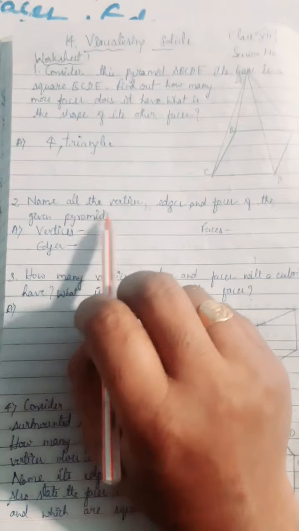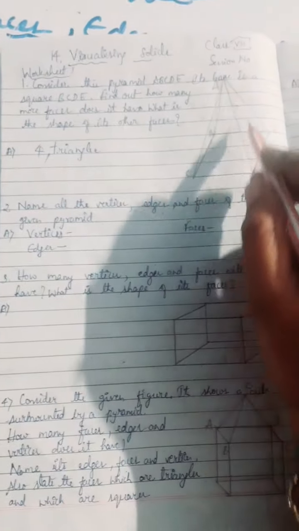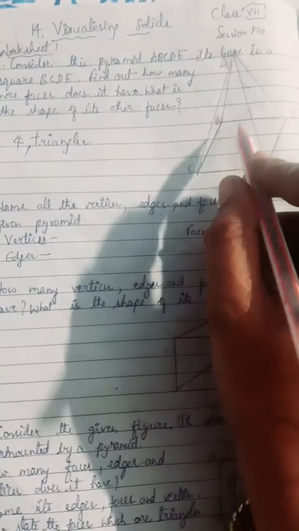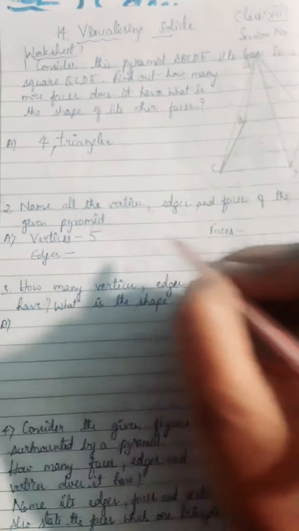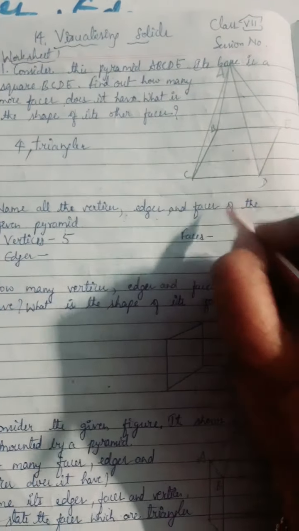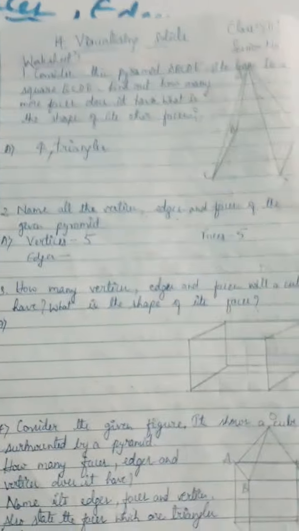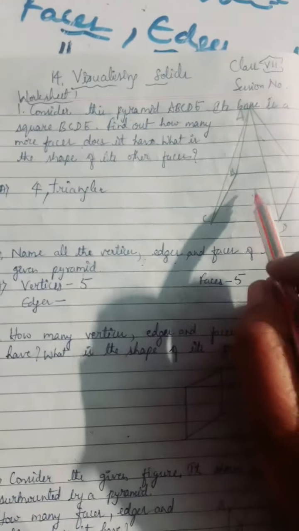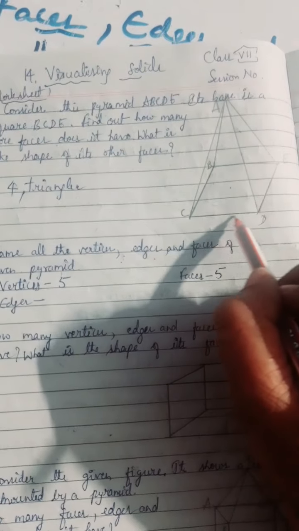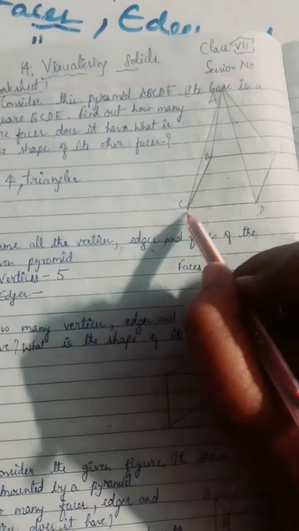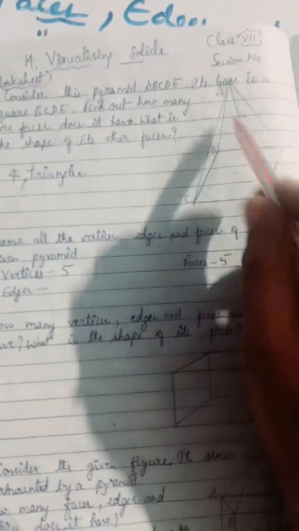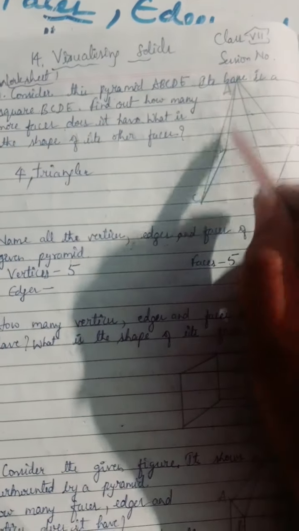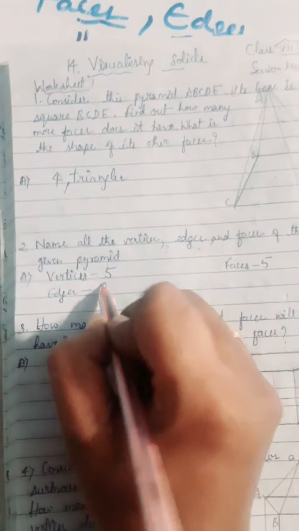Children, next is: name all the vertices, edges and faces of the given pyramid. Here we have the pyramid now. We have to write how many vertices there are. We know there are 5 vertices, and how many faces do we have, children? There are 5 faces and 8 edges in this pyramid. To count, you can count like this: 1, 2, 3, 4. Above the 4 you will have 5, 6, 7 and this one is the 8th one. So there are 8 edges in this pyramid.